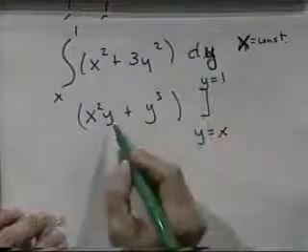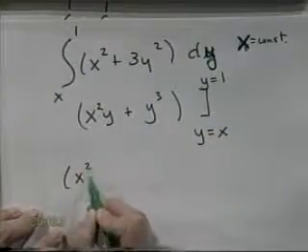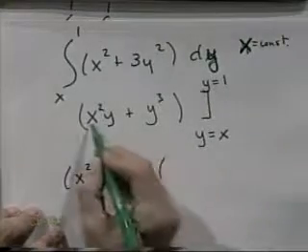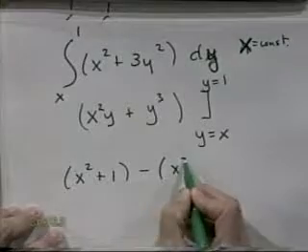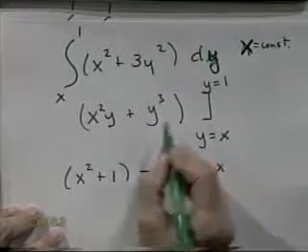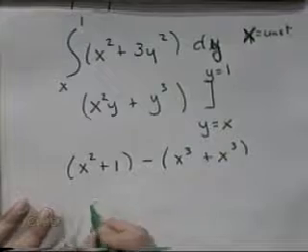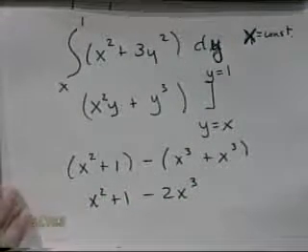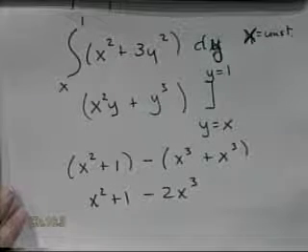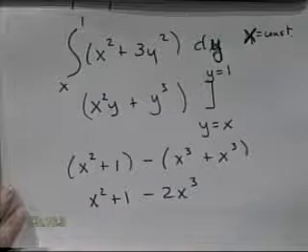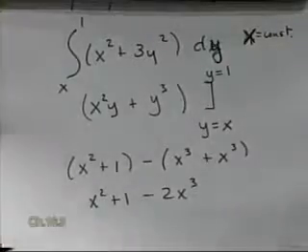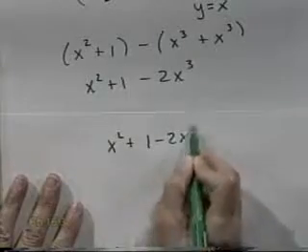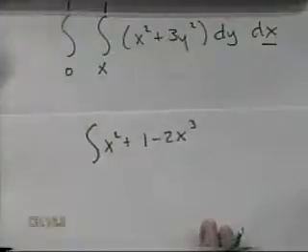So now we're plugging in y equals 1 here, and we have x squared times 1 plus 1 cubed, minus, now we're putting in x for y, so it's x squared times x, which is x cubed, plus x for y gives me x cubed. So it looks like I have x squared plus 1 minus 2x cubed. Okay, everybody all right? Now what are we going to do? We're going to take that x squared plus 1 minus 2x cubed and put it in the outer integral.